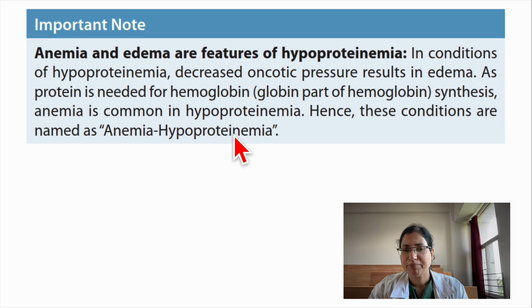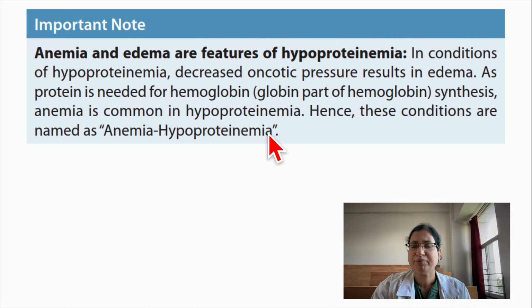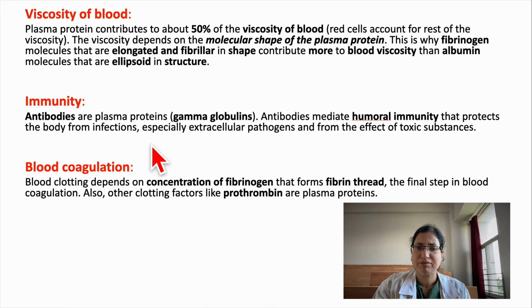So, whenever there is hypoproteinemia, there will be anemia. Here, decreased production of hemoglobin will lead to a decreased quantity of RBCs also, and there will be anemia. So, hypoproteinemia will always be accompanied by anemia in the patient. So, this is the clinical importance of these plasma proteins.